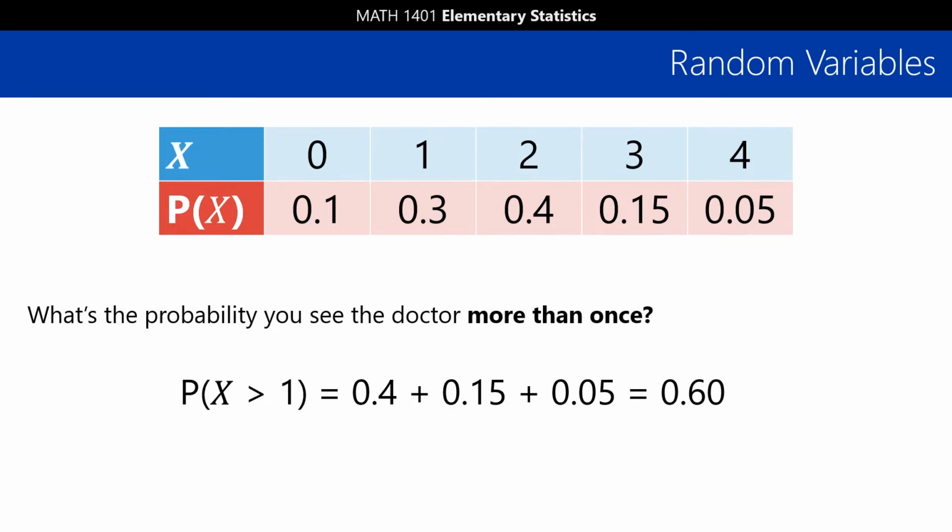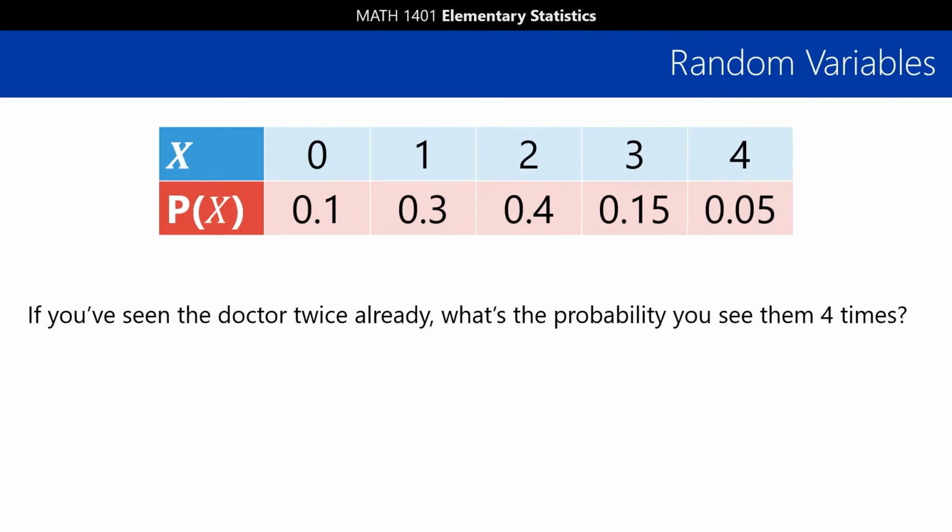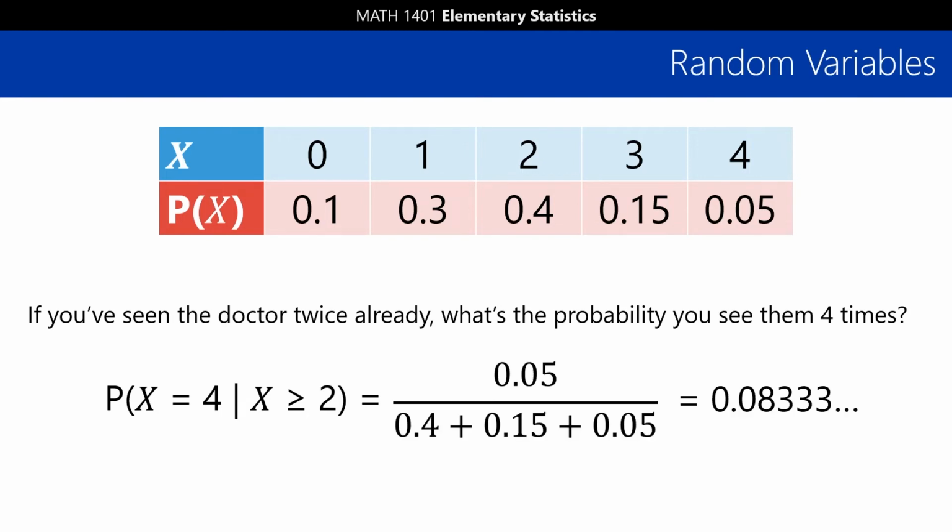Or we could ask a more complicated question. Suppose we've already seen the doctor twice this year. What's the probability that we have to see them 4 times total? That's a conditional probability question. What's the probability that we see them 4 times, given that we've already seen them twice? In this case, the denominator would consist of all probabilities that have us visiting the doctor at least twice. Since if we've already seen them twice, then the total number of times we end up seeing them could be 2 or 3 or 4. Then the numerator contains the probability that it actually comes out to 4 times, which is what we were asking.